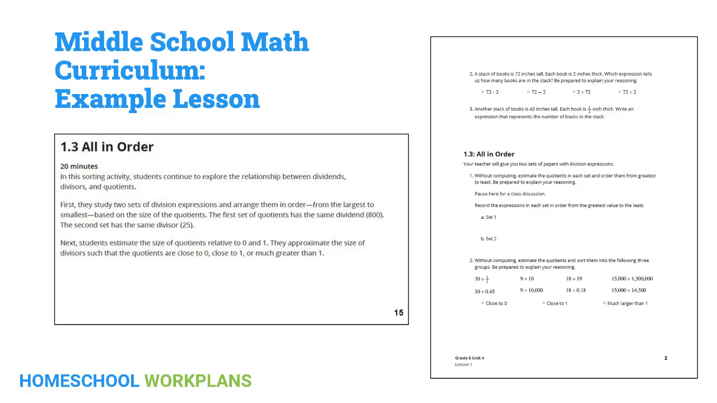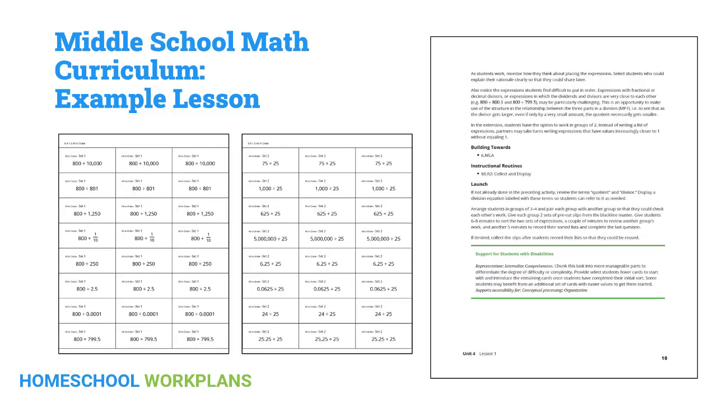All right, next up, section 1.3, which is page 15 in the teacher's guide and page 2 in the student book. So this portion of the lesson is typically focused on continuing the learning process through examples and practicing concepts. Again, this section is set up just like the last 2. It starts with an introduction, laying out what you'll be doing. This is a sorting activity, so students can continue to explore the relationships between dividends, divisors, and quotients.